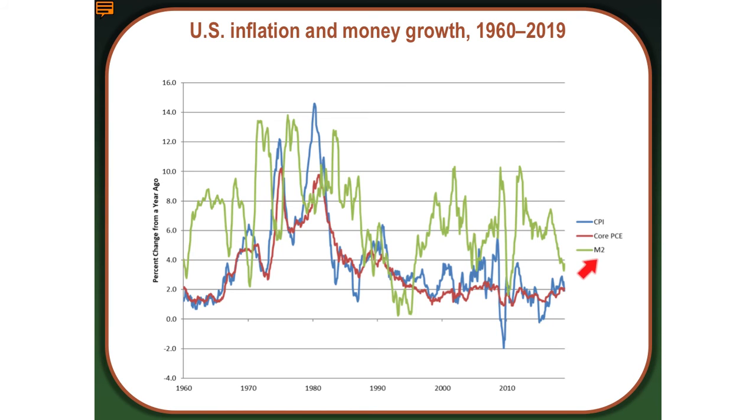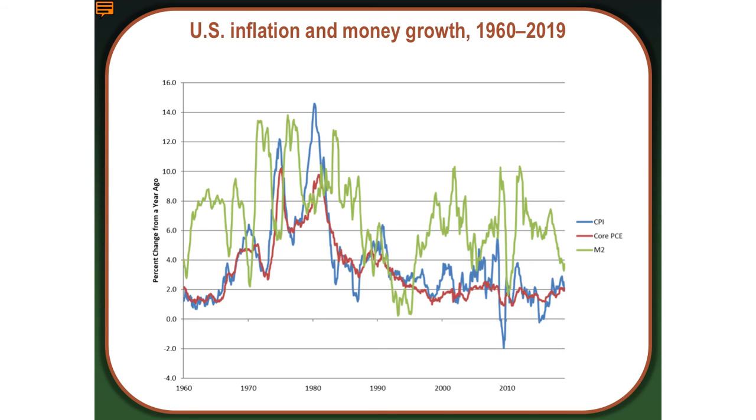The green line is M2, a measure of the money supply. Core PCE is a measure of inflation. CPI is another measure of inflation. Core PCE tends to be a little bit less volatile than the consumer price index. So you can see that they're very highly correlated. The blue and the red lines follow almost in lockstep, but the red line's fluctuations just aren't quite as severe. The PCE way of measuring prices is the preferred measurement for the Federal Reserve when they're making policy.